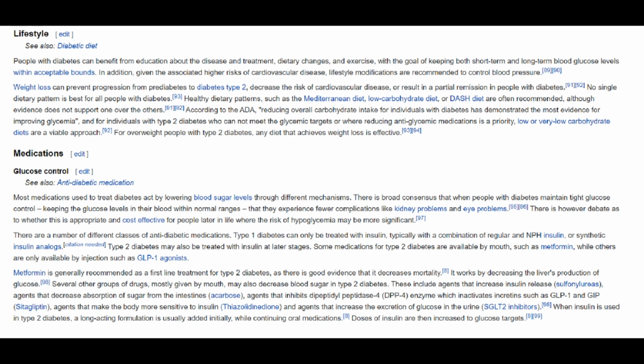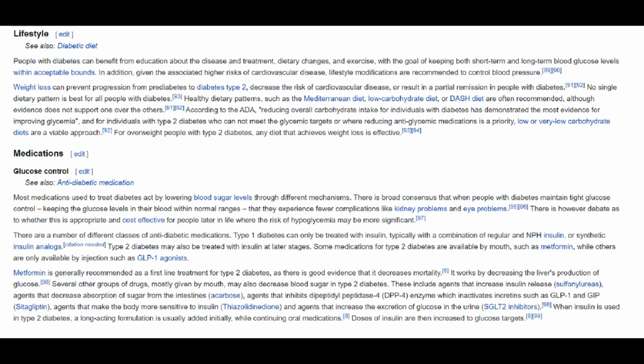Medications. Glucose control. Most medications used to treat diabetes act by lowering blood sugar levels through different mechanisms. There is broad consensus that when people with diabetes maintain tight glucose control, keeping the glucose levels in their blood within normal ranges, they experience fewer complications like kidney problems and eye problems. There is, however, debate as to whether this is appropriate and cost-effective for people later in life where the risk of hypoglycemia may be more significant.